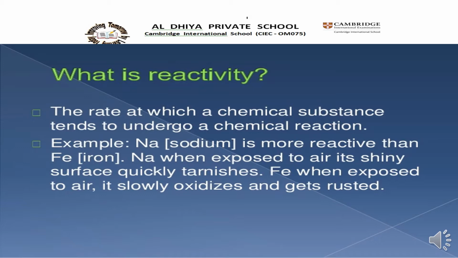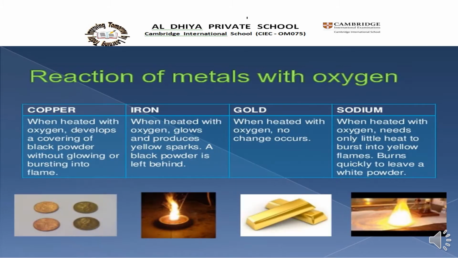The metals have different levels of reactivity. The reactivity series is a list of metals with the most reactive at the top. For example, sodium is more reactive than iron. Sodium, when exposed to air, its shiny surface quickly tarnishes. Iron, when exposed to air, slowly oxidizes and gets rusted. This we studied in chemistry in everyday life.